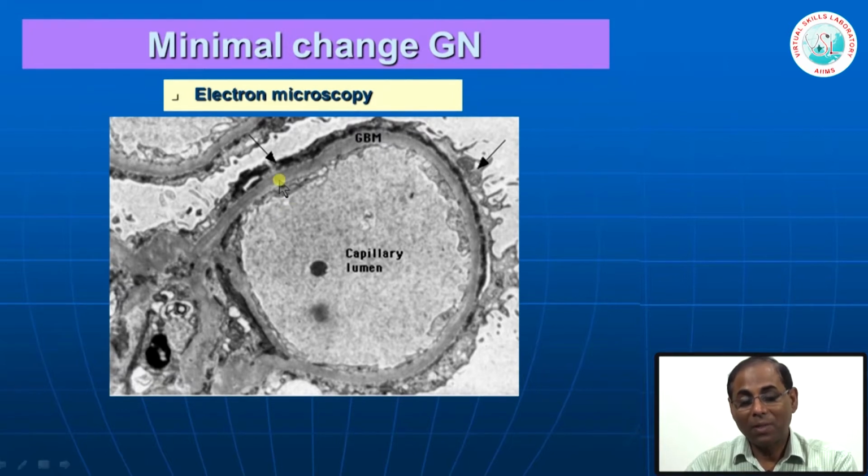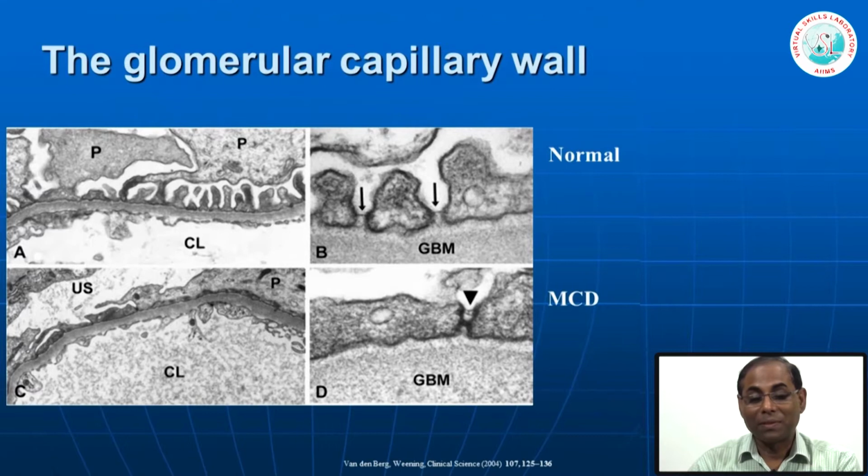Now, the other important issue is that there is no electron dense deposit in the glomerular capillary wall. Electron dense deposit indicates immune complex deposit. So, in this disease there is no immune complex deposit, that is why under electron microscopy we do not see any dense deposits. So, this is the comparison between normal and minimal change disease.